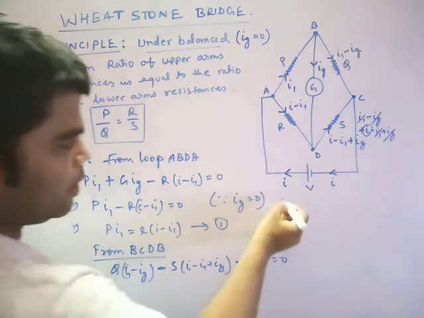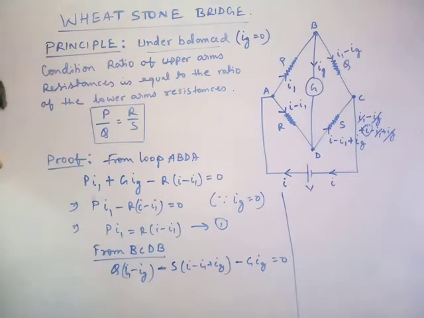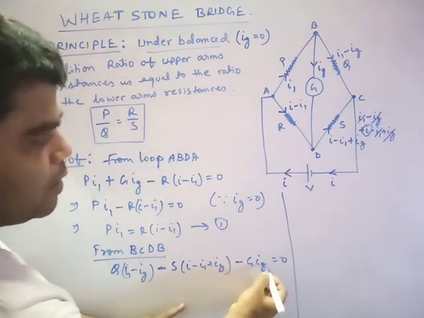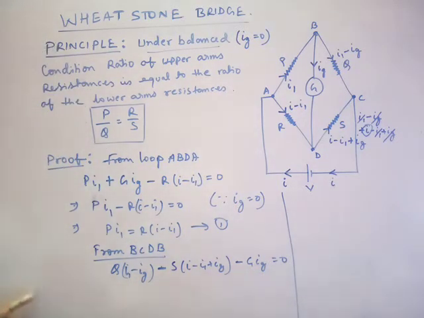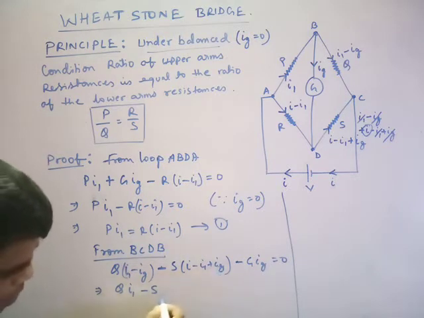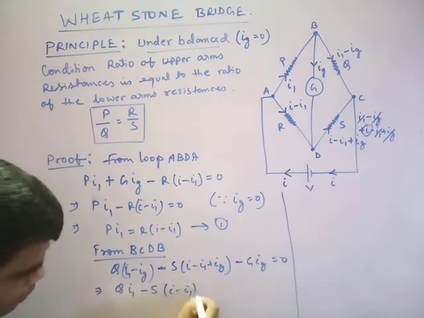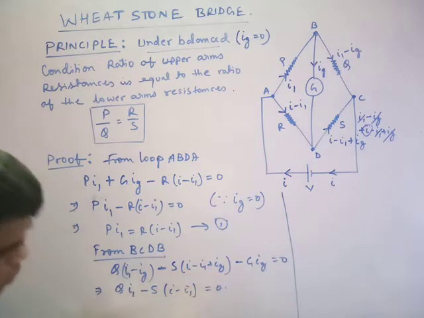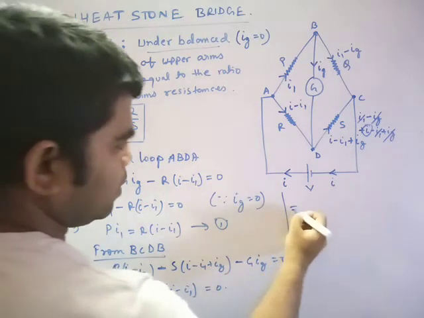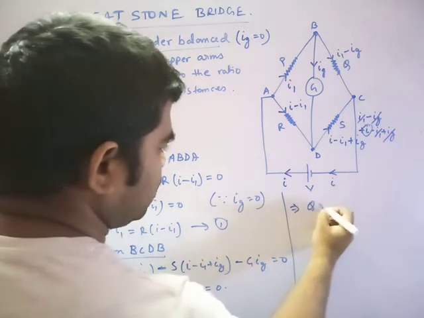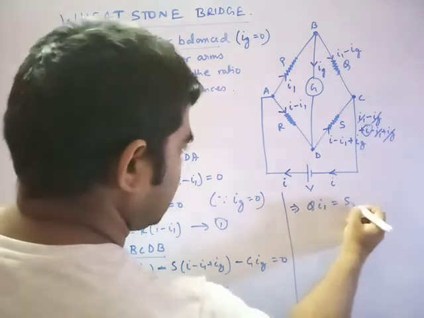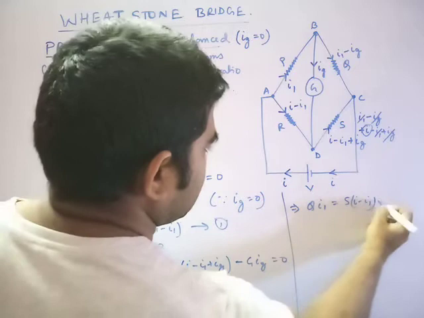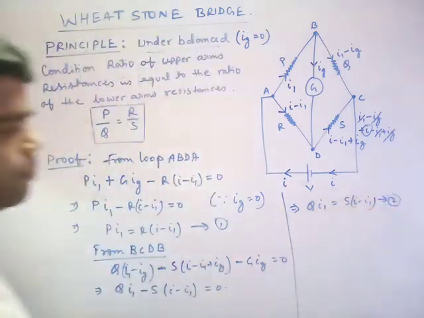Now the next step. Since we know current Ig is 0, my next step will be Q I1, because Ig is 0, minus S into I minus I1, and this is also 0. So next step, Q into I1 is equal to S into I minus I1. Let me write this as equation number 2.